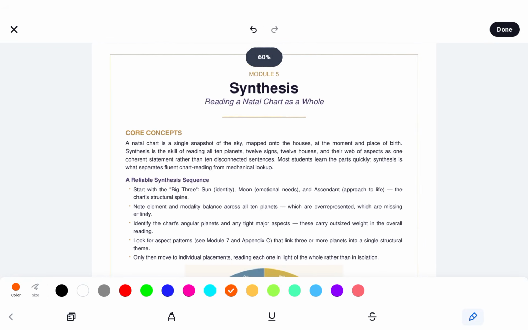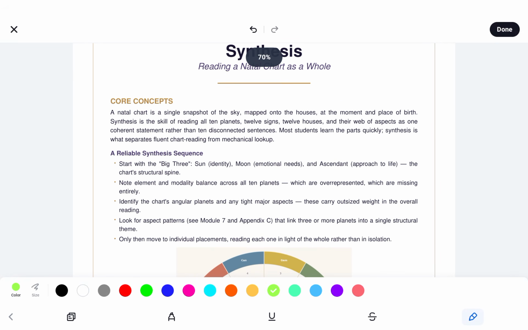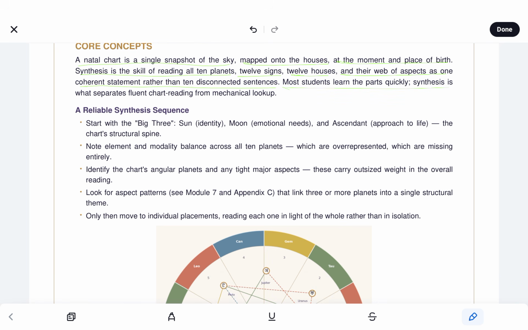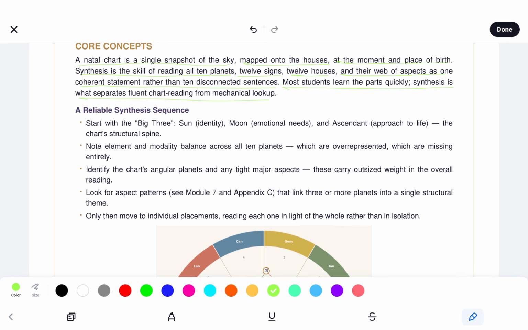And synthesis, reading a natal chart as a whole. So, going into this, a natal chart is a single snapshot of the sky mapped onto the houses at the moment and place of birth. Synthesis is the skill of reading all 10 planets, 12 signs, 12 houses, and their web of aspects as one coherent statement, rather than 10 disconnected sentences. Most students learn the parts quickly. Synthesis is what separates fluent chart reading from mechanical lookup.